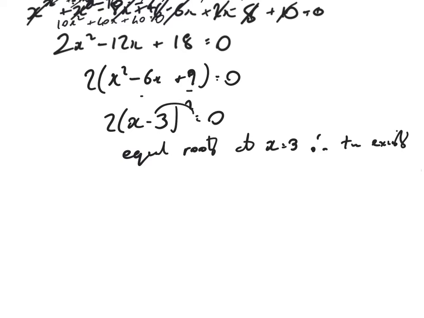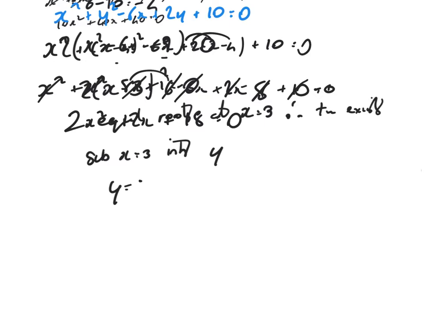And to find the point of contact, I'm going to sub x = 3 into my equation for y. So that's y = x − 4, and that's y = 3 − 4, and y is equal to −1. So the point of contact then is (3, −1). Okay, next example.